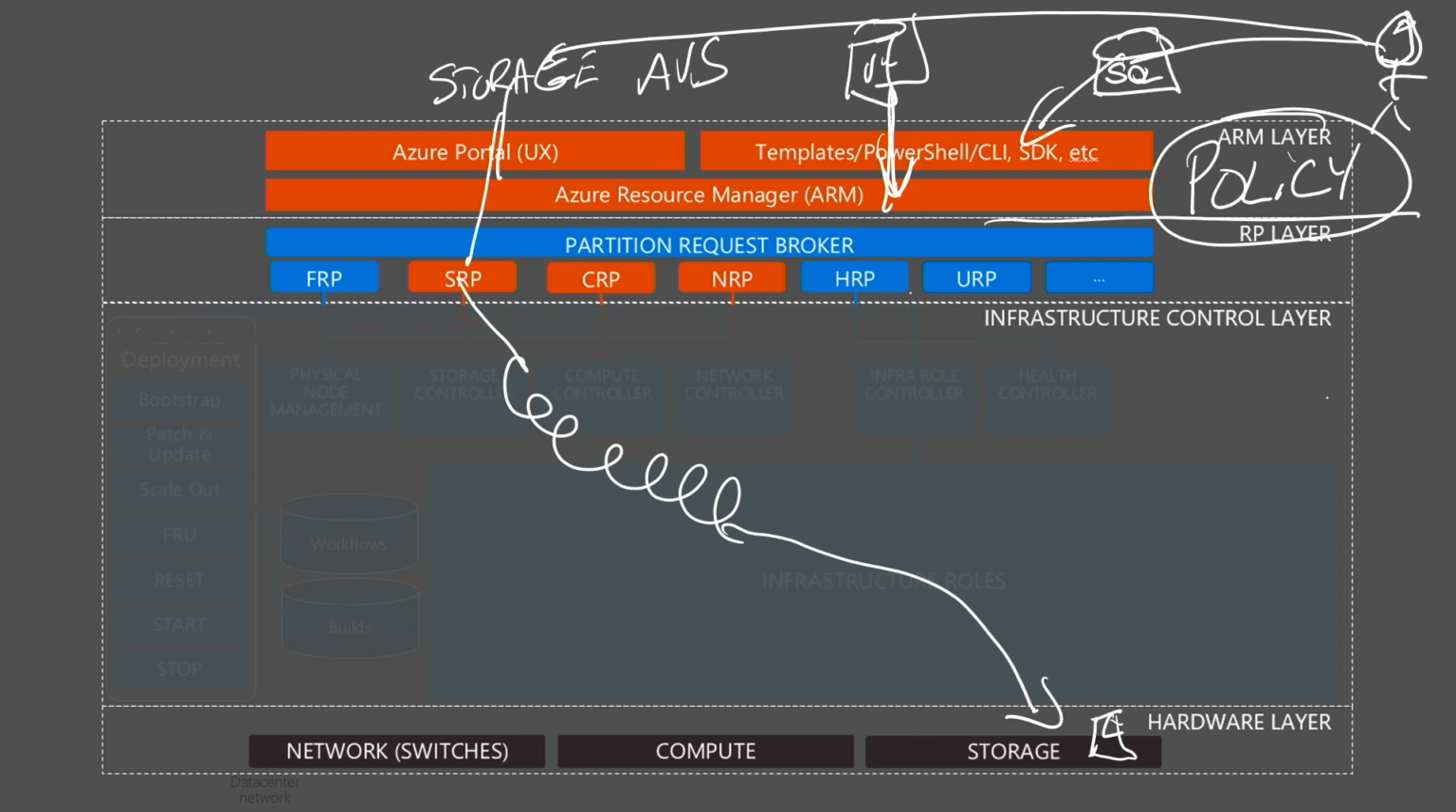Now, if you've already created an object and you then apply a policy, on an ongoing basis, policies continually get reapplied against the scope where the policy is assigned. And if it finds a resource that for some reason didn't have the policy applied to it when it was created, because maybe the policy came in afterwards, it will report it as a non-compliant resource.